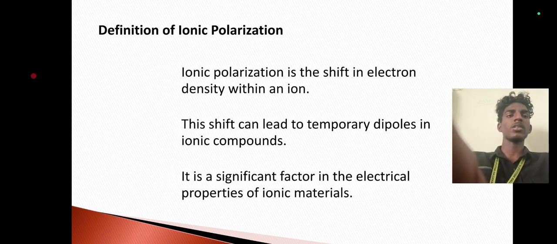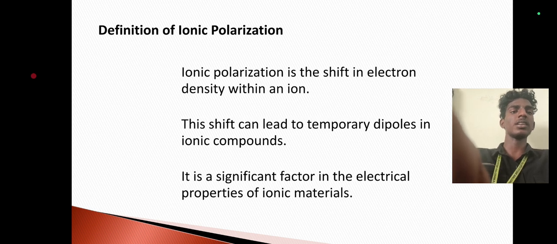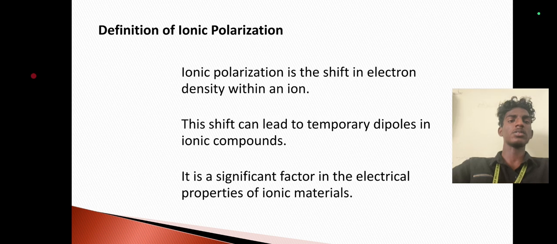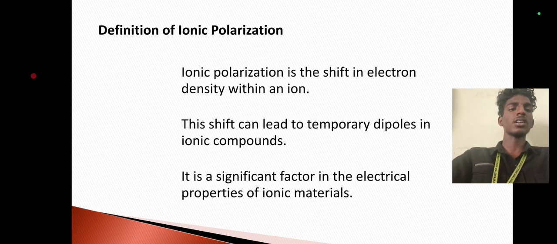Definition of ionic polarization. Ionic polarization is the shift in electron density within an ion. This shift can lead to temporary dipoles in ionic compounds. It is a significant factor in the electrical properties of chemical materials.